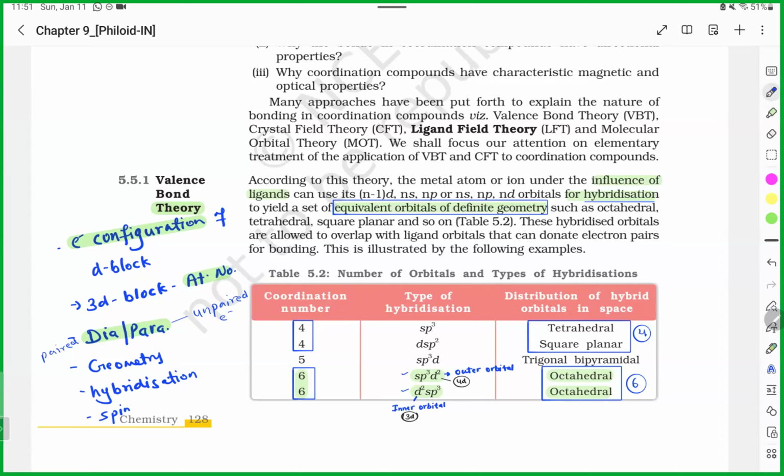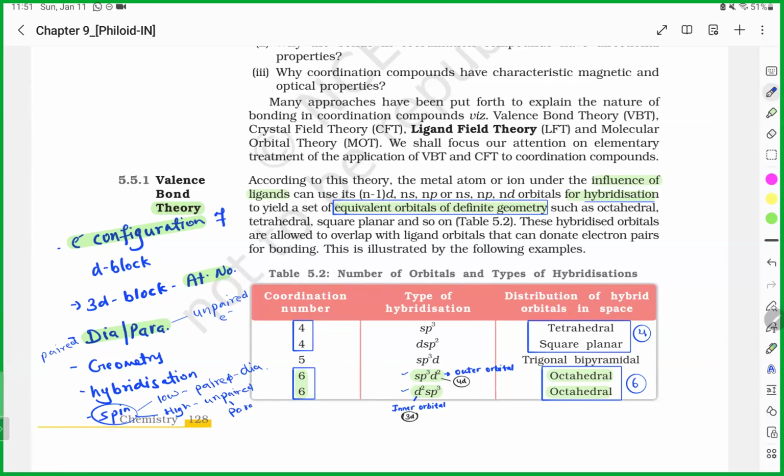Okay. Geometry: octahedral, tetrahedral, or square planar. Hybridization: sp3 or dsp2 or some other kind of hybridization. Spin: low spin or high spin. If it is low spin, it means most electrons are paired. If it is high spin, it means you have unpaired electrons, and unpaired electrons mean paramagnetic. Low spin means diamagnetic. Understood?